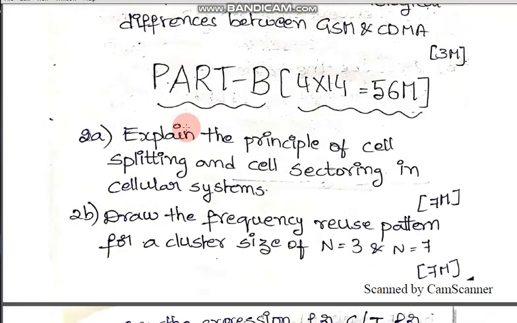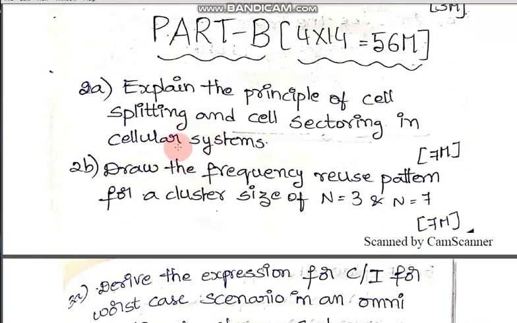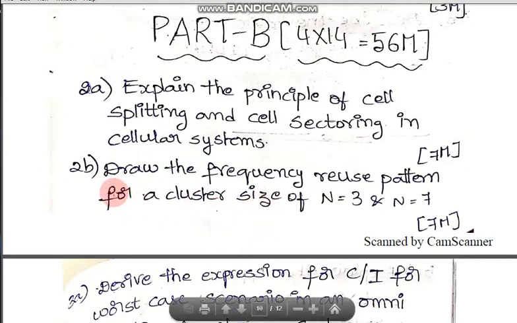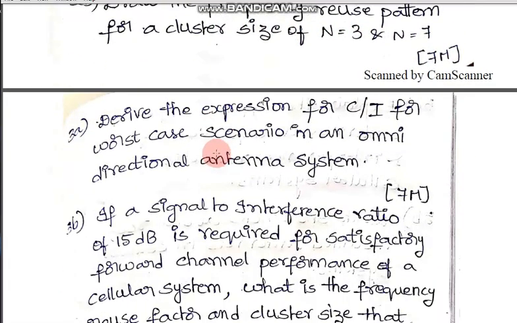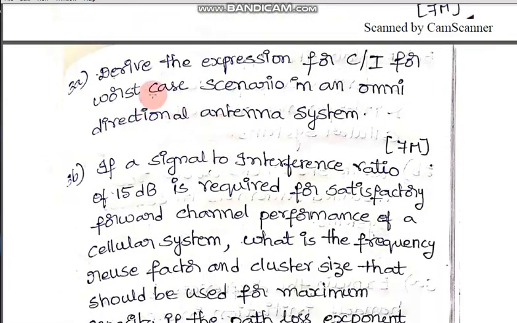And coming to the essay questions from the first chapter, again a problem is given in the 2B part. The first question is: explain the principle of cell splitting and cell sectoring in cellular systems for 7 marks, and draw the frequency reuse pattern for a cluster size of N equal to 3 and N equal to 7, again for 7 marks.